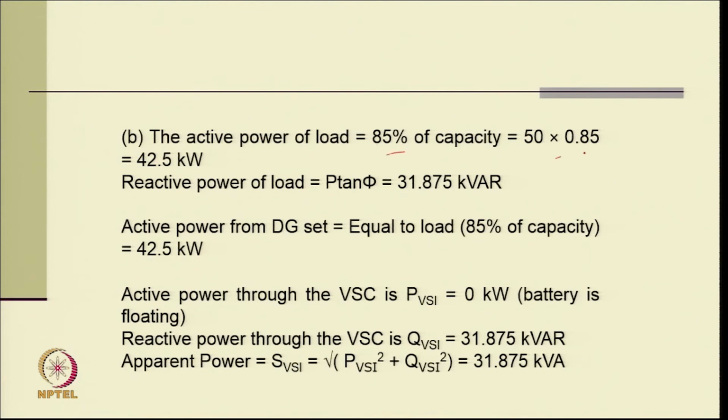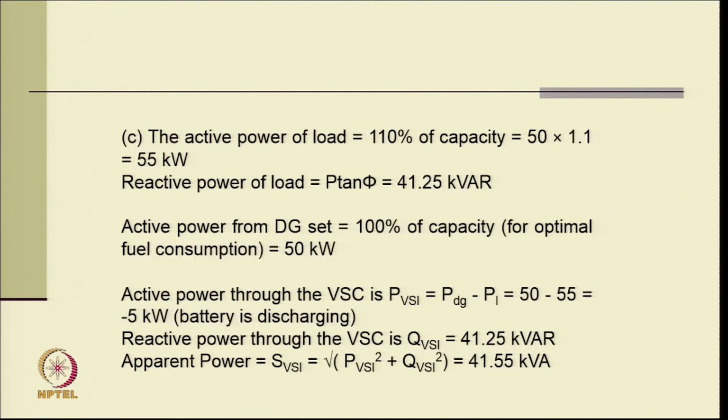In the other condition, the active power of the load is 85%, that is 42.5 kilowatt, and the reactive power of the load comes to 30.87 kVAR. The active power from the DG set at 85% capacity is 42.5 kilowatt, so the active power through the VSI is 0. So the reactive power from the compensator is 31, and the apparent rating of the VSI is 31.87 kVA.